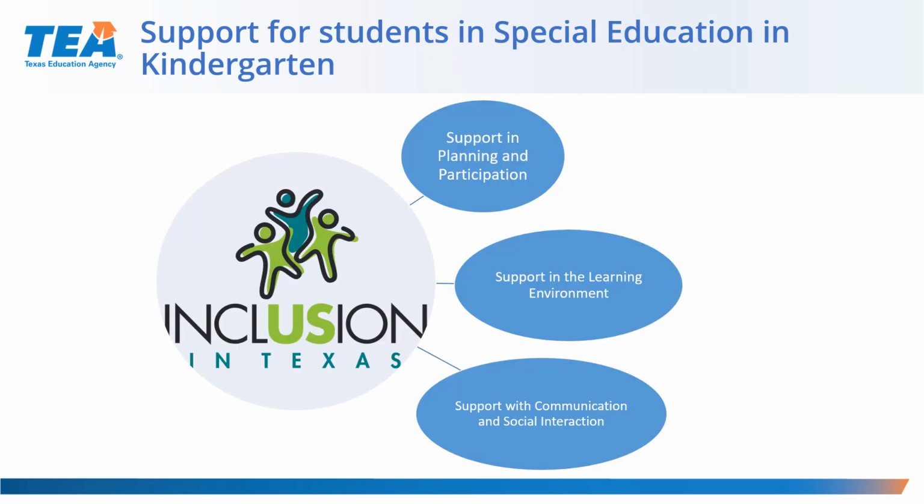Supporting our students in special education in the kindergarten classroom requires an inclusive setting where children's needs are met through supportive learning environments that facilitate active participation and opportunities for communication and social interaction with all members of the classroom. In action, this looks like planning and engaging the whole child through accessibility and accommodations in the physical arrangement and organization of the classroom, including lessons and activities that are modified per student needs. This also looks like facilitating relationship building with peers through opportunities for communication and social interactions. For more information, please check out the Inclusion in Texas website.